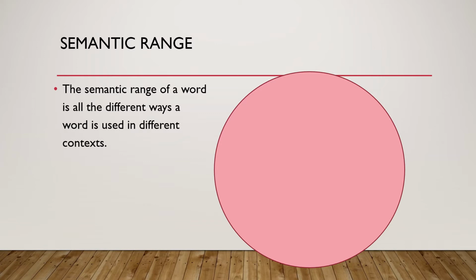On this slide, what I want to do is just further explain to you what semantic range is. I did mention this earlier, and I want to help you to understand this. So the semantic range of a word is all the different ways a word is used in different contexts. And if you think about how a dictionary or a lexicon is put together, it's really a descriptive document on culture.